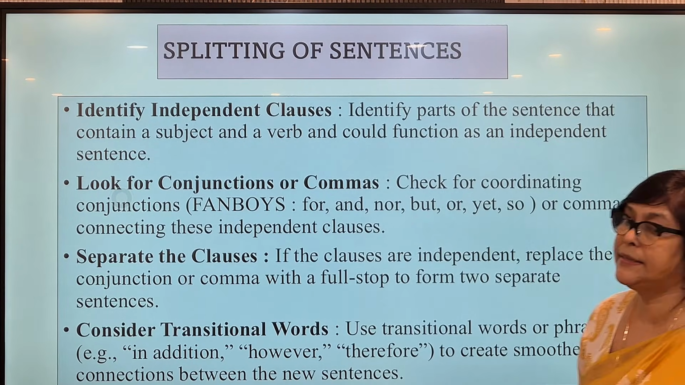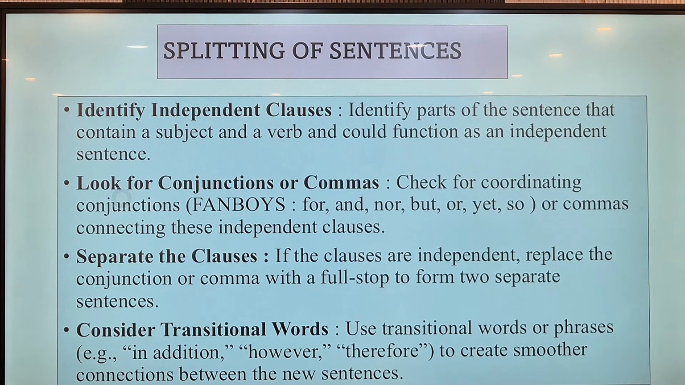So splitting of a sentence is just the opposite of joining. Here you have to identify the independent clauses, identify the parts of the sentence that contain a subject and a verb and could function as an independent sentence. And then you have to look for conjunctions or commas. So those are the coordinating conjunctions, and you know the sentences are joined through the coordinating conjunctions. So when you want to break a sentence, then you have to find the place where the conjunctions are so that you can choose to separate the sentences from that point.